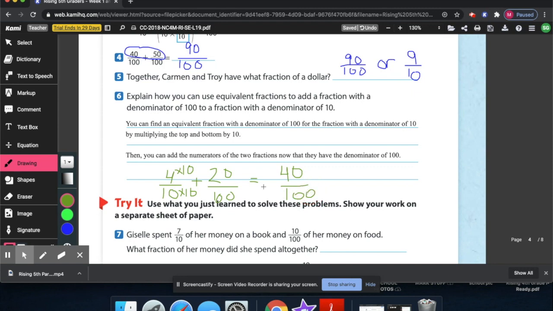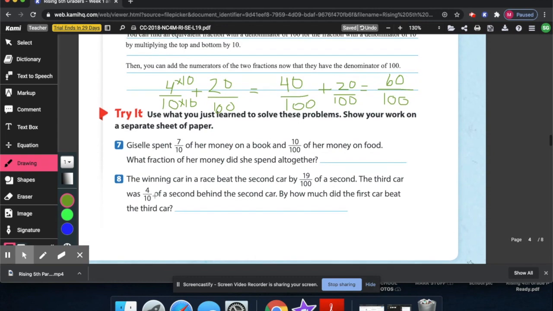Now that my denominators are the same, I can add straight across. So I'll put my 20 hundredths right here. I'm not going to do anything to my denominators because I did all that work for my denominators to be the same. So they are going to stay the same now in my answer. And all I have to do is add the top. 40 plus 20 is 60. And all of this work is just written in sentences.